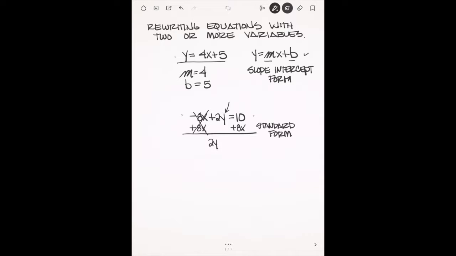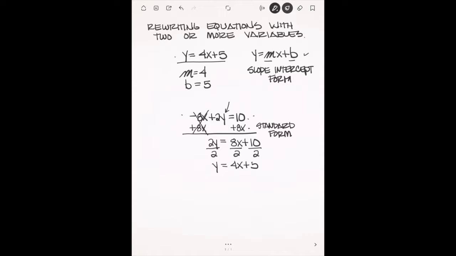Now on the other side, I can't actually add these together because they're not like terms. But I'm just going to write it like this: 8x plus 10. Now I almost have y by itself. What's the next thing I would have to do to get rid of that 2 that's right next to the y? That's multiplied. Well, the opposite of multiplying by 2 is dividing by 2. So I'm going to divide everything by 2. And when I do that and simplify, I end up with y equals 4x plus 5.